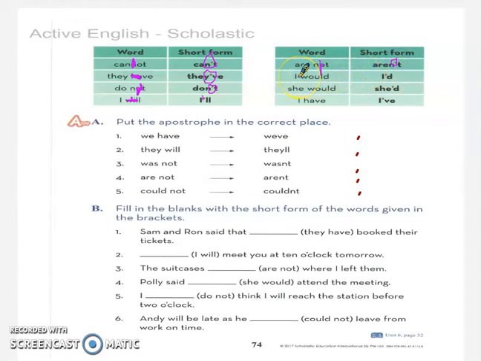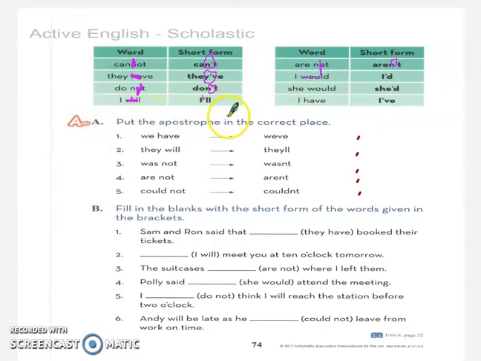So, the long form here, I would, I'd. Here we have four missing letters and we put the apostrophe. She would, she'd. Here also we have four missing letters, and we write the apostrophe instead of these letters. And the last one, I have, I've. The long form and the short form. And my students, focus on pronunciation. ركزوا على اللفظ.